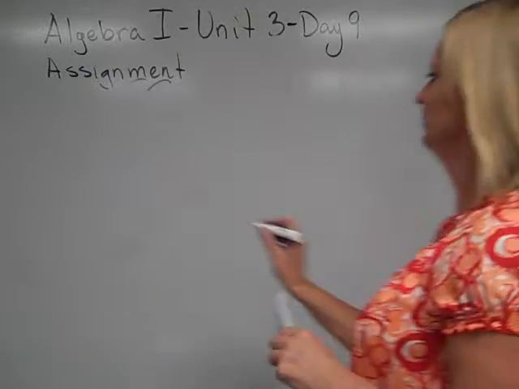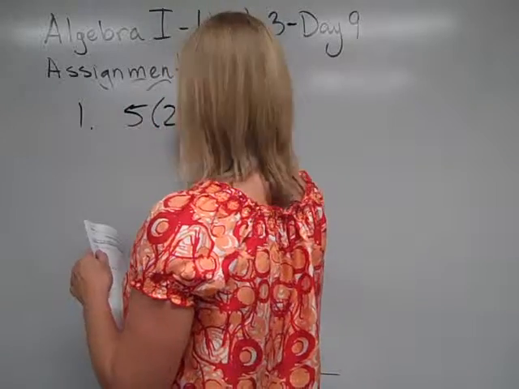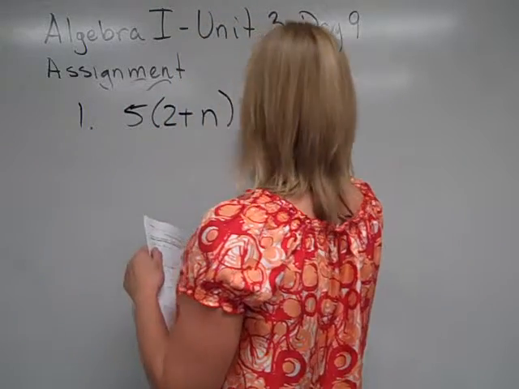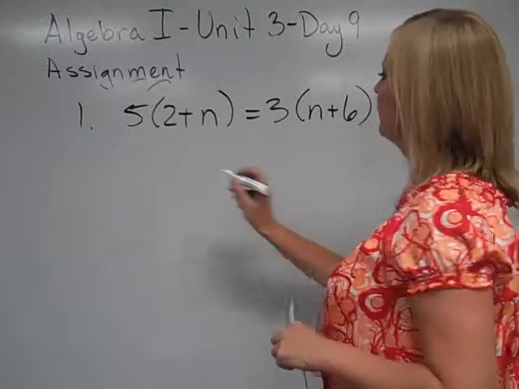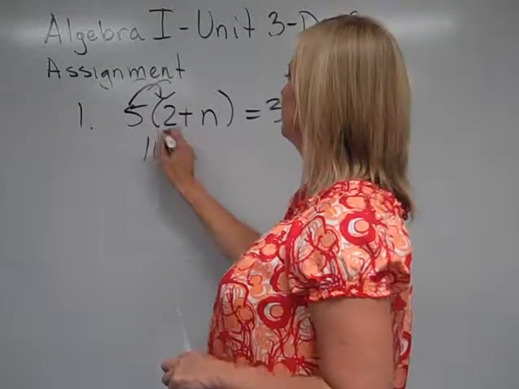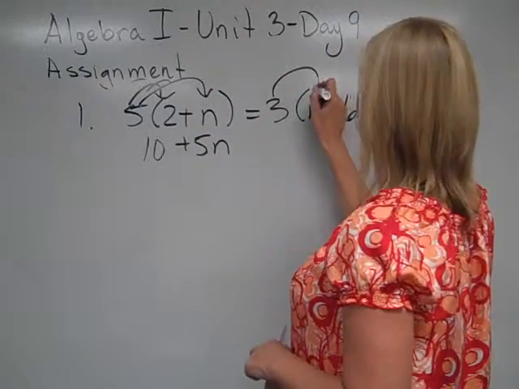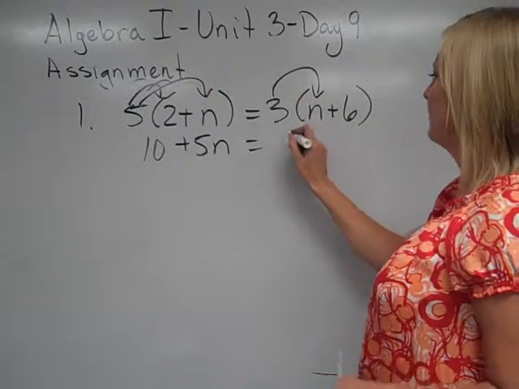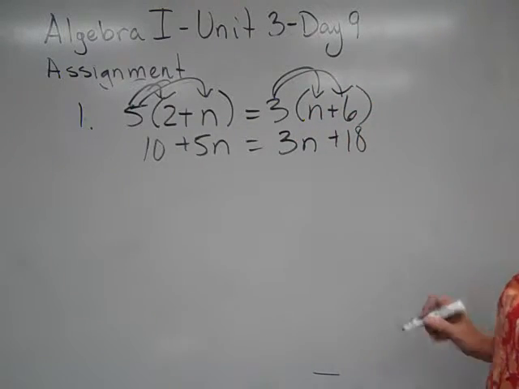All right, number 1. 5 times (2 plus n) is equal to 3n plus 6. First, let's distribute. 5 times 2 is 10. 5 times n is 5n equals 3 times n is 3n. 3 times 6 is 18.